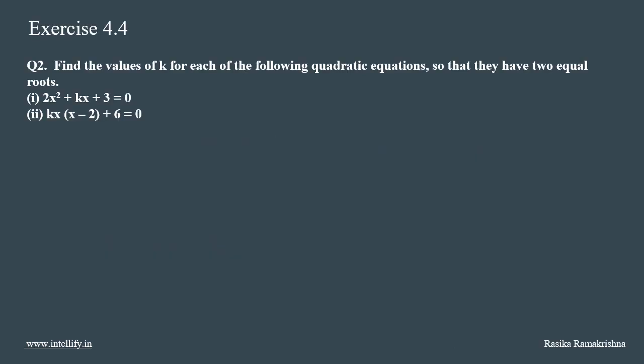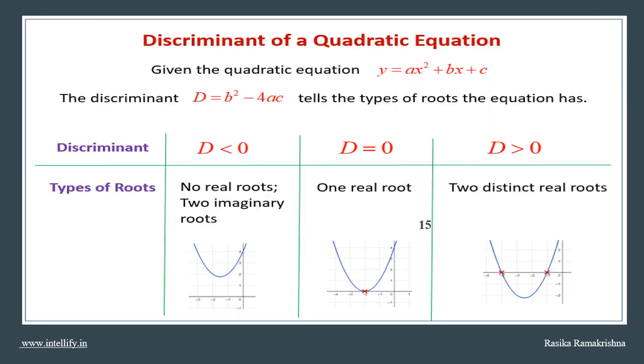Exercise 4.4, question number 2. Find the values of k for which each of the following quadratic equations have two equal roots. Alright, so we're given two subdivisions and we've got to find the values of k for which these quadratic equations have equal roots. Anything with respect to the nature of the roots, you know that it has to do something with the discriminant.